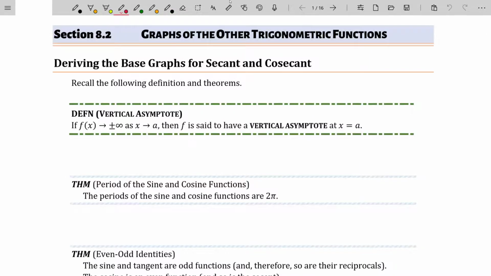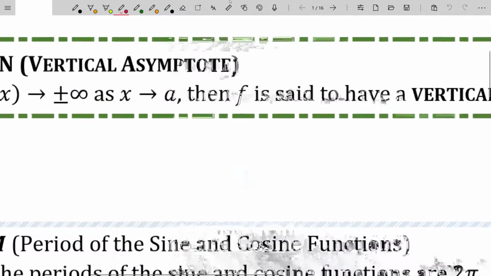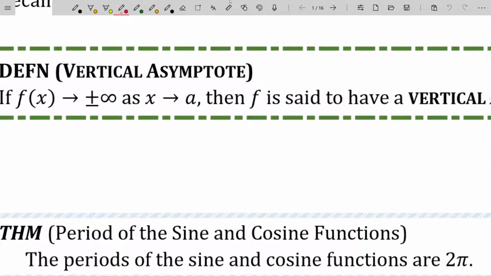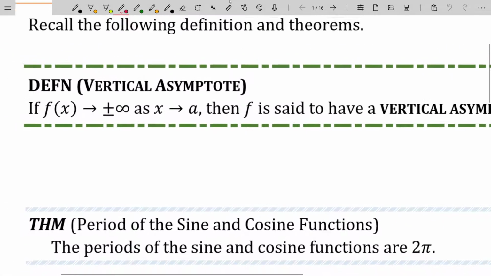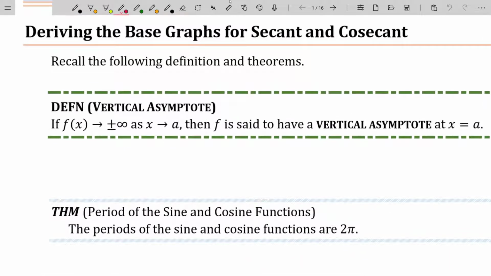So first thing we're going to talk about is vertical asymptotes. You should recall that as x gets really close to some value a, if f of x, the function values, the y values for your curve, go off to infinity or negative infinity, then f is said to have a vertical asymptote at x equals a. Now, to be honest, most of the time that you get a vertical asymptote, it occurs because you have division by zero. It's not all the time, though.